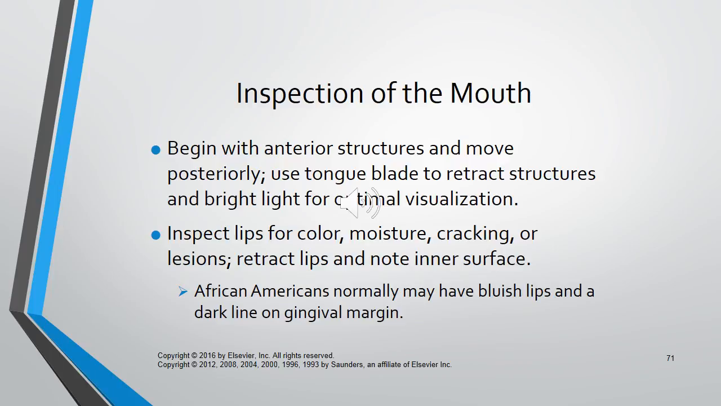So your assessment of the mouth, if you're not wearing gloves, I would definitely wear gloves for this part because you are going to be placing your fingers in your client's mouth. So you're going to begin with anterior structures and move posteriorly. Use a tongue blade to move the tongue from side to side to be able to optimally visualize, and then use your pen light too so that you can see the internal structures of the mouth and the throat. You want to inspect the lips for color, moisture, cracking, lesions. Retract the lips and look at the inner surface of the lips.